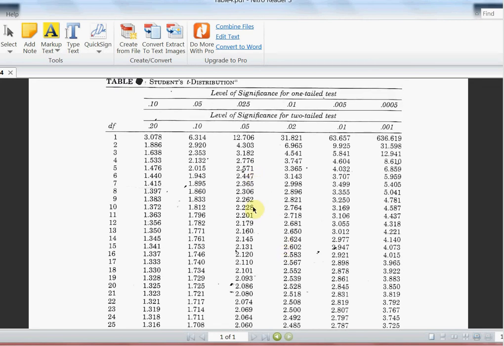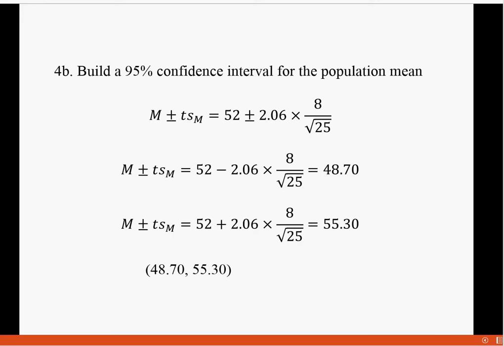A 95% confidence interval corresponds to the level of significance 5%. You read down from this column until you hit degrees of freedom 24. You have a t-score of 2.06, right here. Then 2.06 multiplied by standard error. Complete these separate calculations and obtain the lower bound and upper bound.